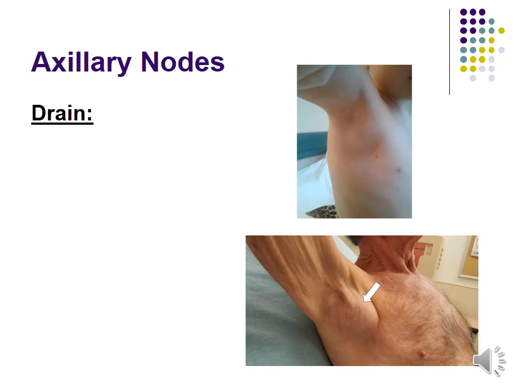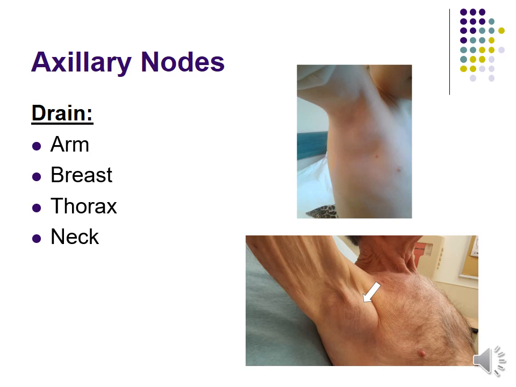Axillary nodes. It will be explained in detail with the breast, but here we have to mention that the area drained by the axilla is mainly the breast, but including also the arm, thorax, and neck. Sometimes the axillary lymph node is enlarged due to Hodgkin lymphoma or non-Hodgkin lymphoma, and sometimes also it's enlarged due to medical non-surgical causes of lymphadenopathy, as in cat scratch disease.